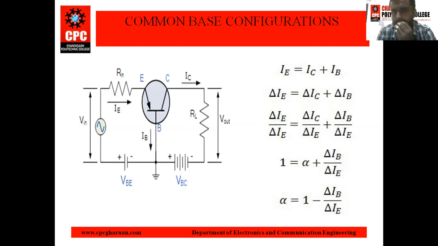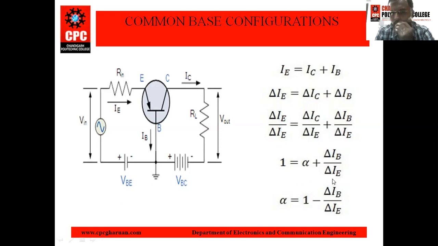After that, divide the equation by IE. As we discussed, the formula of alpha is output upon input, that is IC upon IE, as shown in the figure, where IC is the output and IE is the input, that is known as alpha. And this cancels out, the value is 1, which means 1 is equal to alpha plus delta of IB upon delta of IE.